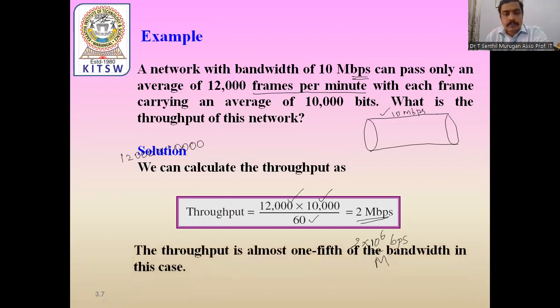The throughput is almost 1/5 of the bandwidth in this case. So 10 Mbps is possible. This channel has 10 Mbps capacity, but we are sending only 2 Mbps. Simply, in your classroom, 60 benches are there. That is the bandwidth of the class. If the class has a tutorial hour, for example a batch of only 32 students, they occupy that classroom. This is true.